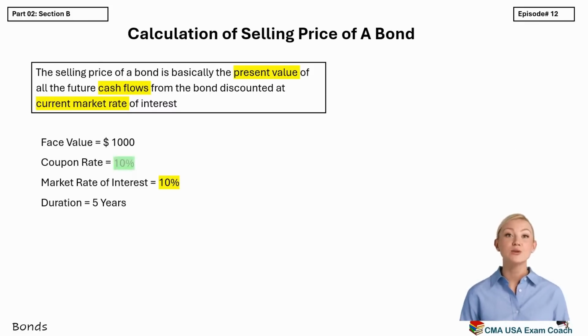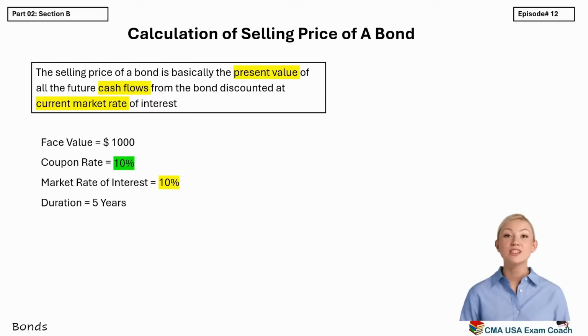Now let's look at a situation where the coupon rate and the market interest rate are exactly the same. Here are the details of the bond. The face value is $1,000. The coupon rate is 10%. The market interest rate is also 10%. And the bond has a 5-year duration. Let's unpack what this means.